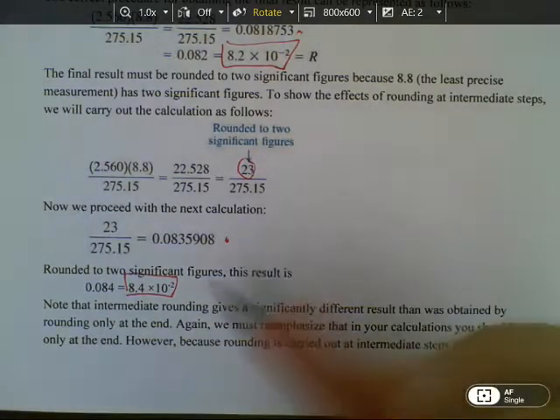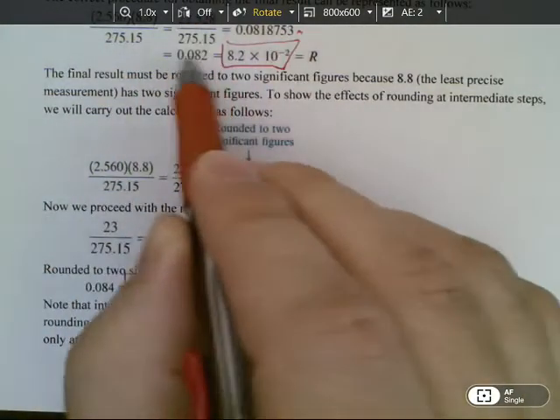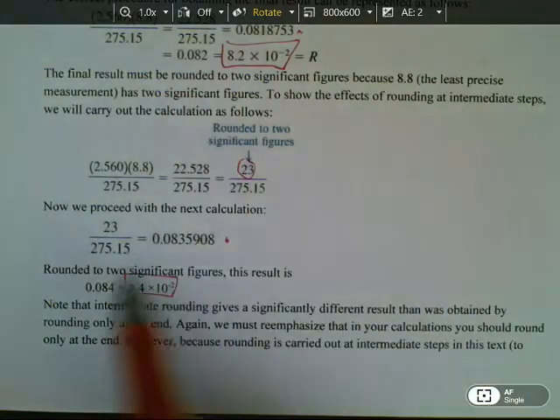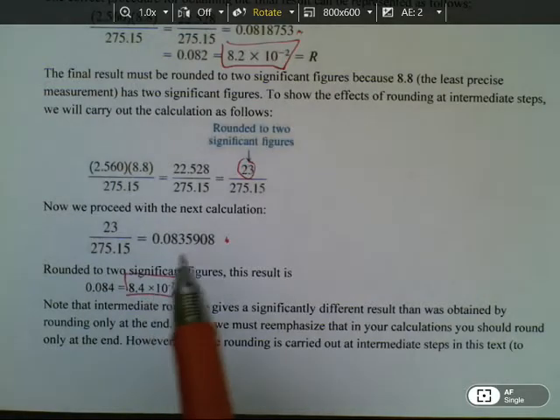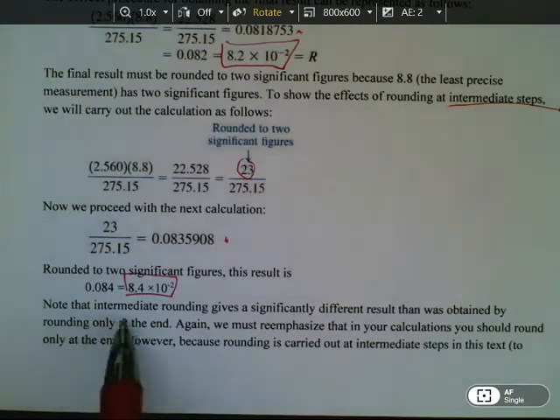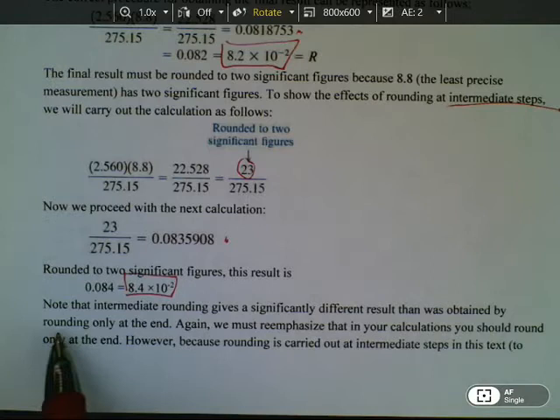So, again, this one we rounded at the end. We just carried all this out, and then we considered significant figures at the end here. To generate this response, we considered significant figures at each intermediate step. So note that the intermediate rounding gives a significantly different result than that obtained rounding only at the end. Again, we must re-emphasize that in your calculations, you should round only at the end. You, AP students, should only round at the end.